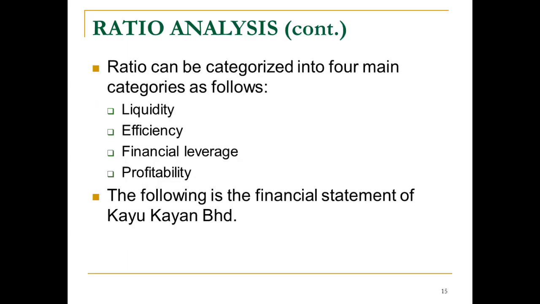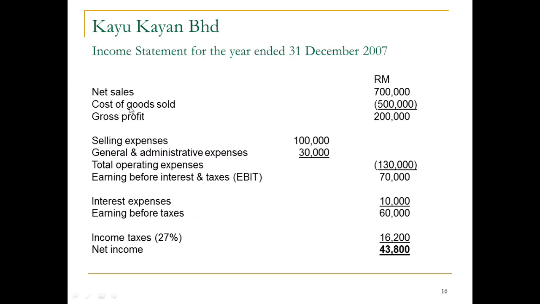Now, ratios can be categorized into four main categories as follows. The first one is liquidity, the second one is efficiency, the third one is financial leverage, and profitability is the fourth one. For example, I'll give you the financial statement of Kayu Kayan Berhad. This is a hypothetical financial statement. Now, this is the income statement for the year ended 31st December 2017, supposedly.